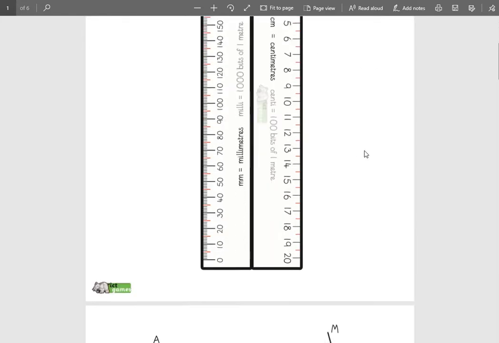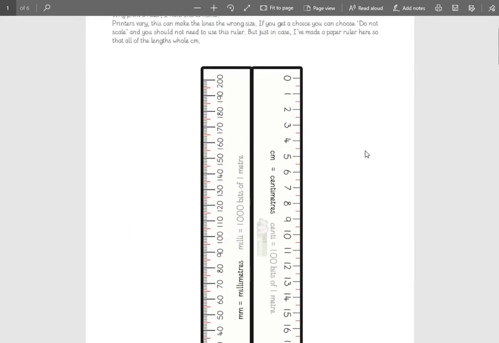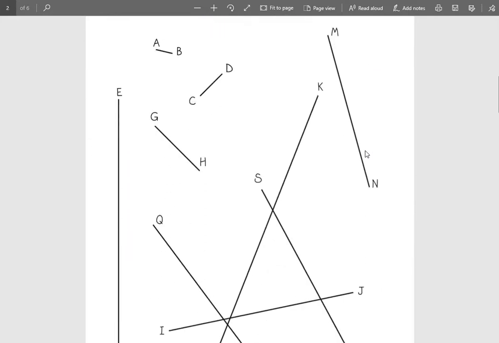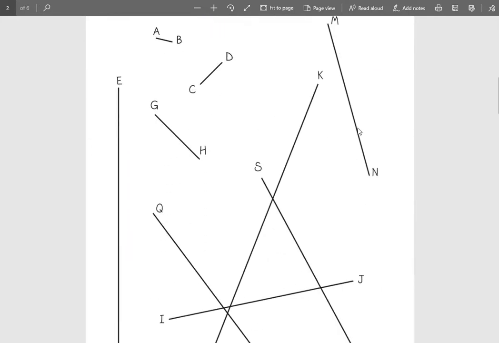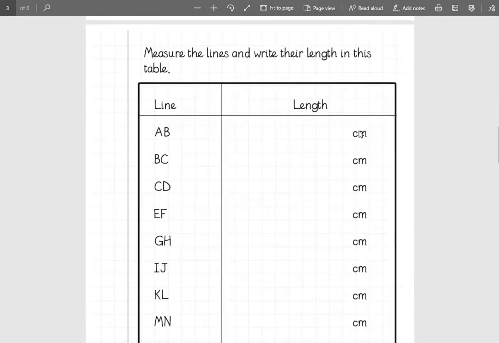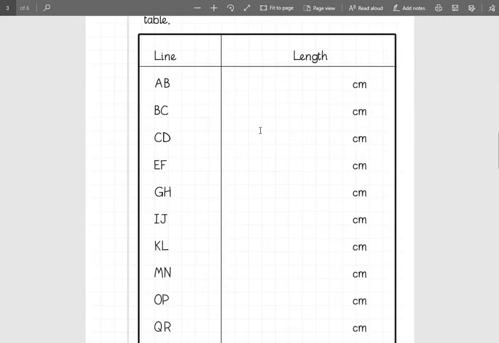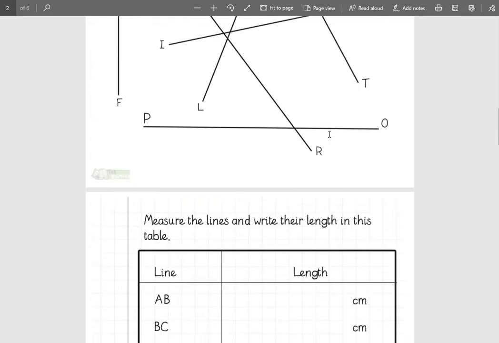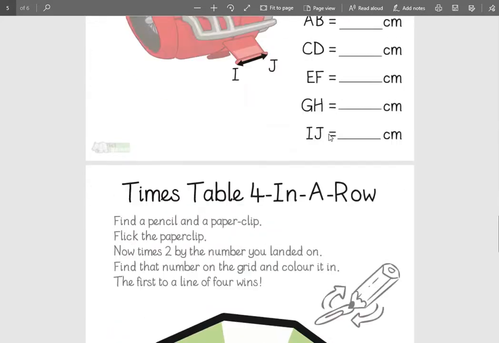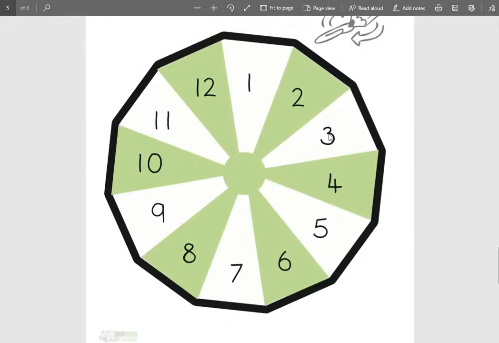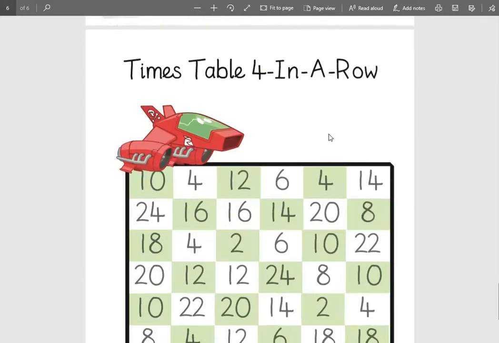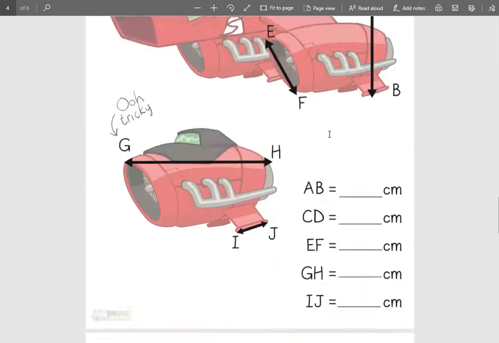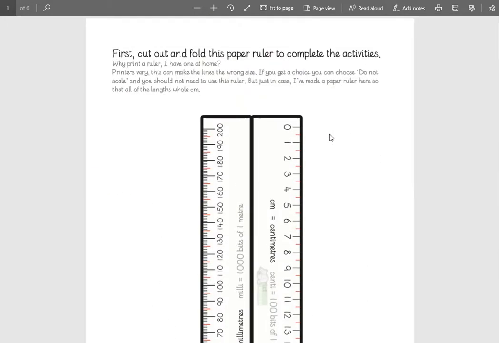Again, there's a printout for this one today. I've got the ruler again there, just so that the sizes match, because your printer might print out different sizes. You've got some lines to measure. You've got a table, a grid, to put the answers to how long the lines are in there. You've got some spaceships to measure, and you've got a game where you play Connect 4. Okay, so here we go. That's something you can download, and it's in the box below the video.